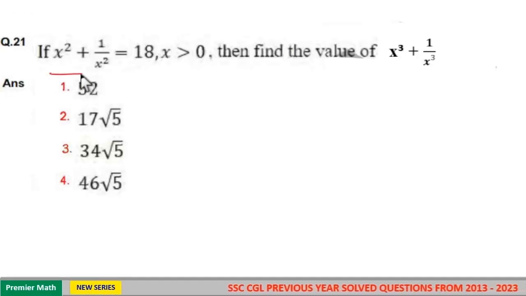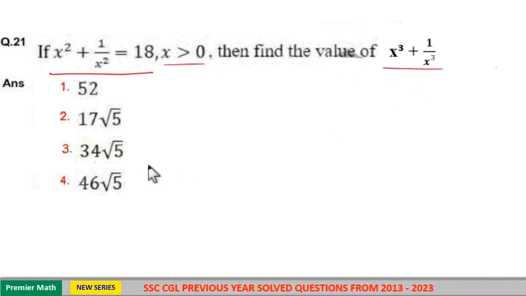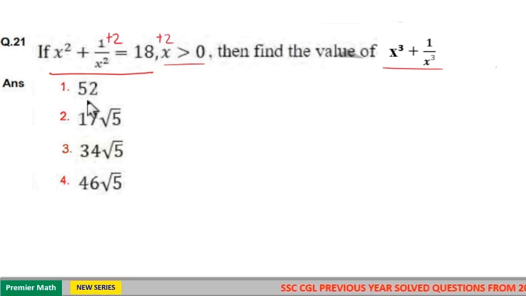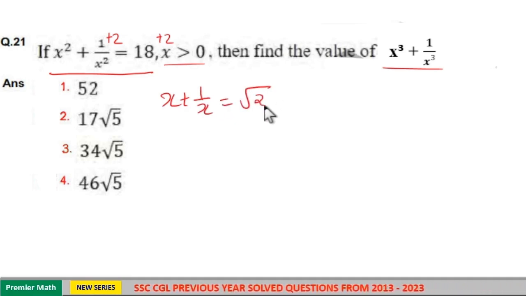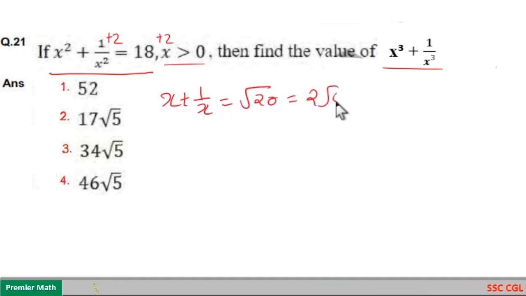If x square plus 1 by x square is equal to 18 and x greater than 0, then find the value of x cube plus 1 by x cube. If I add 2 in LHS and 2 in RHS, this will become x square plus 1 by x square plus 2 is equal to 20. This is in the form of x plus 1 by x the whole square is 20. Then x plus 1 by x is equal to root 20, which is equal to 2 root 5.